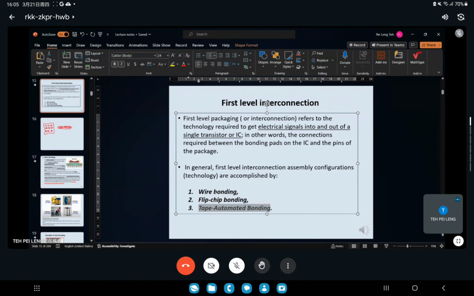So you see, bonding is to bond the chip, the IC, on a chip carrier. What is the purpose of all this bonding? To provide the electrical signal that goes into or out from the IC, and in short, to provide interconnection.